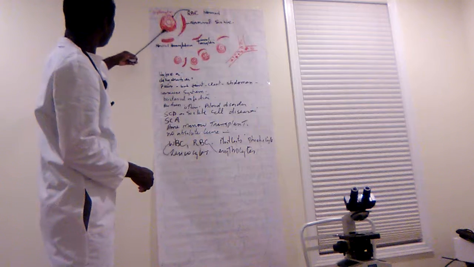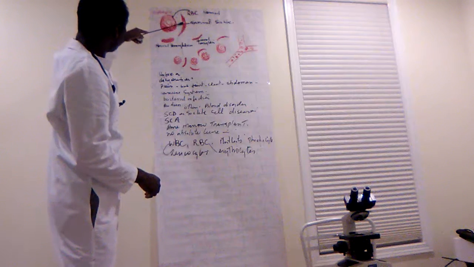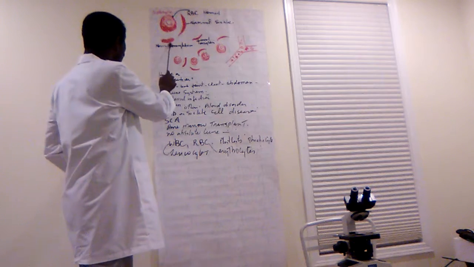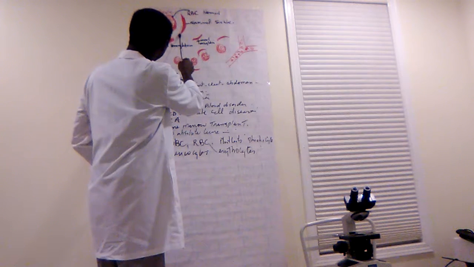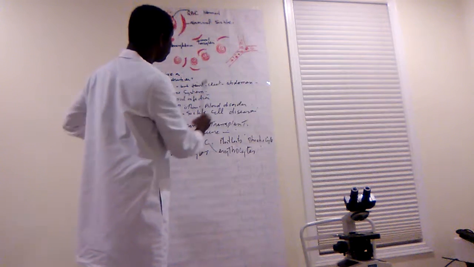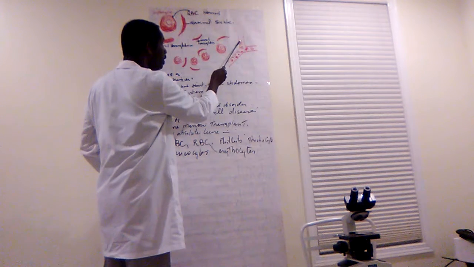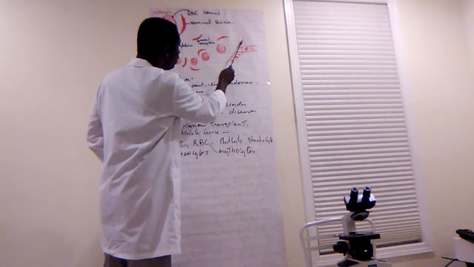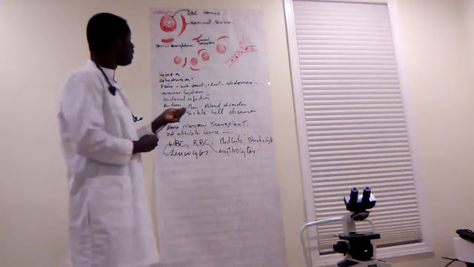So once again, in sickle cell anemia, these red blood cells take on the sickle shape. We have normal hemoglobin and abnormal hemoglobin, which cause the cells to take on the sickle shape. And here we have the sickle shape in the blood vessel, blocking the blood flow and causing sickle cell anemia or sickle cell disease.